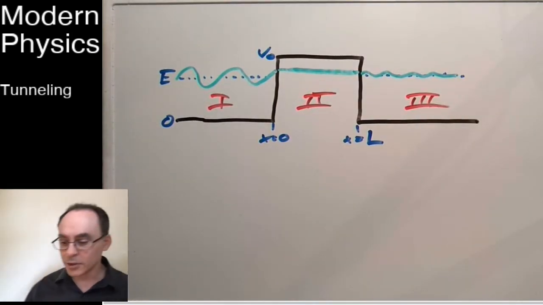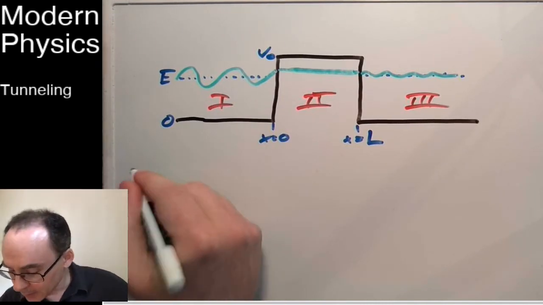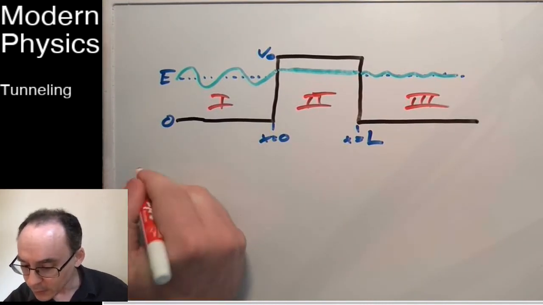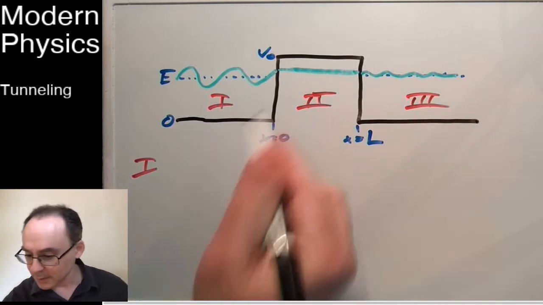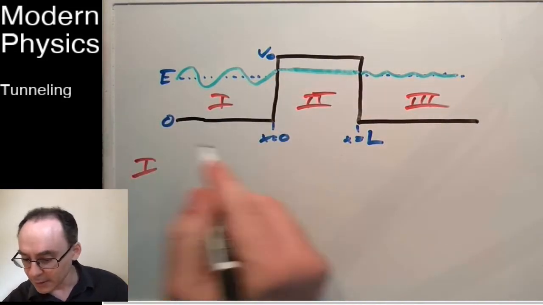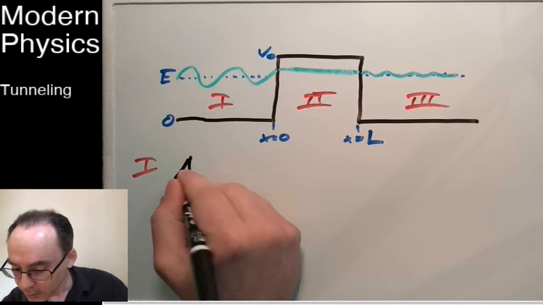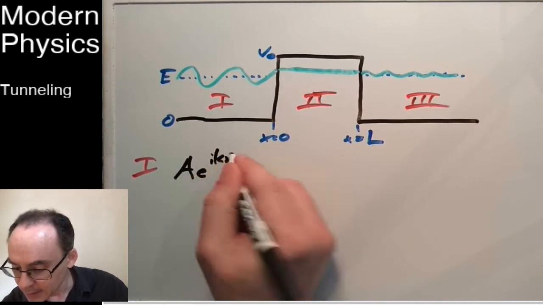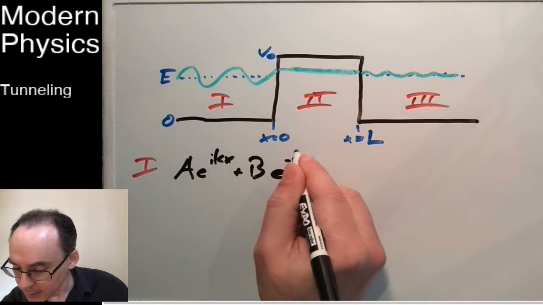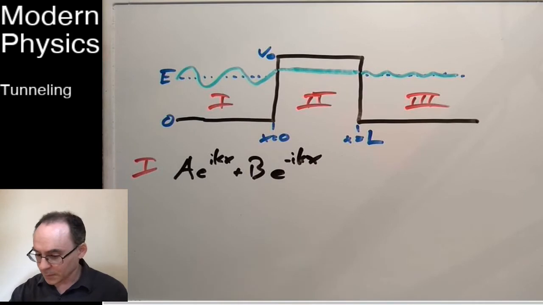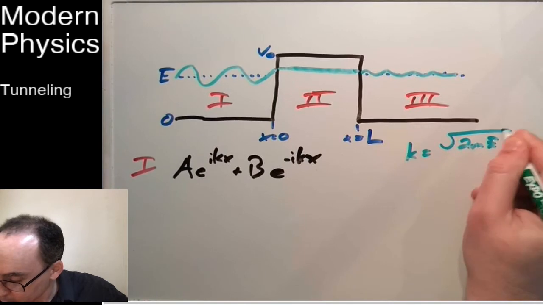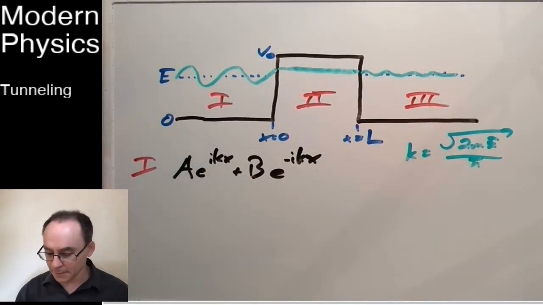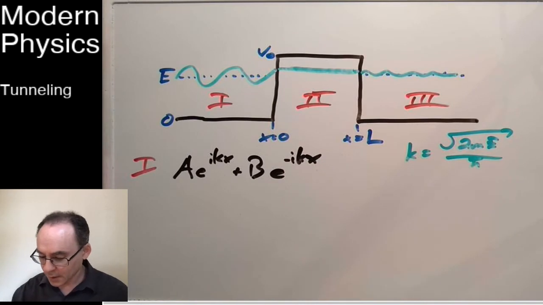We want to write down the most general possible solution. In region 1, we are going to have our incoming wave and possibly a reflected wave. It can bounce back off this edge of the barrier and go to the left, so we have to include that. We have A e to the ikx plus B e to the minus ikx. What is k? Remember that k is square root of 2mE over h bar in this case, because we just have zero potential there.